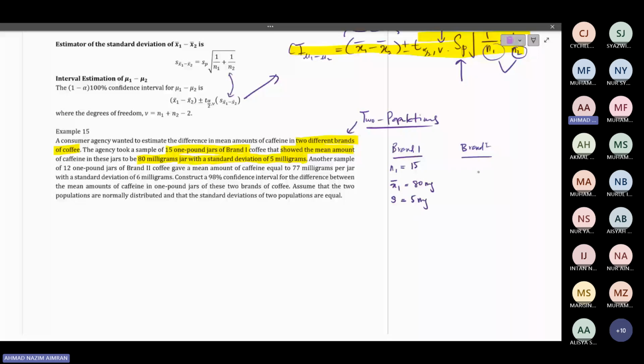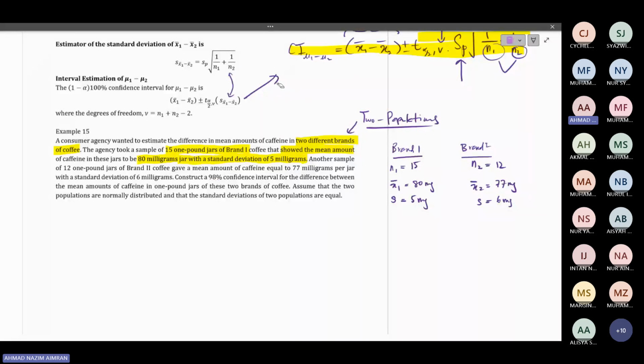How about brand number 2? What is the sample size? Number 2, sample size 12. Yes. And mean 77, right? And the sample standard deviation, 6 milligram. Okay. Construct a 98% confidence interval for the difference.